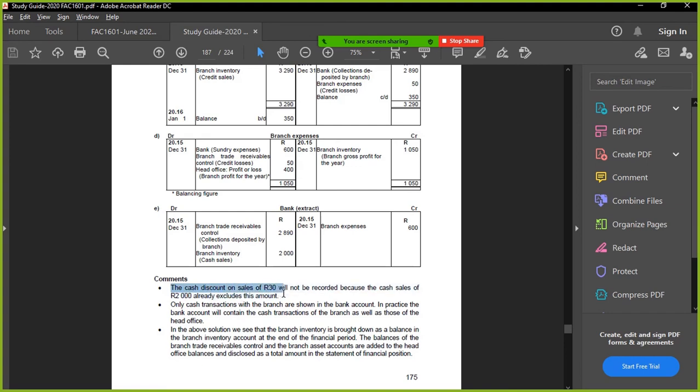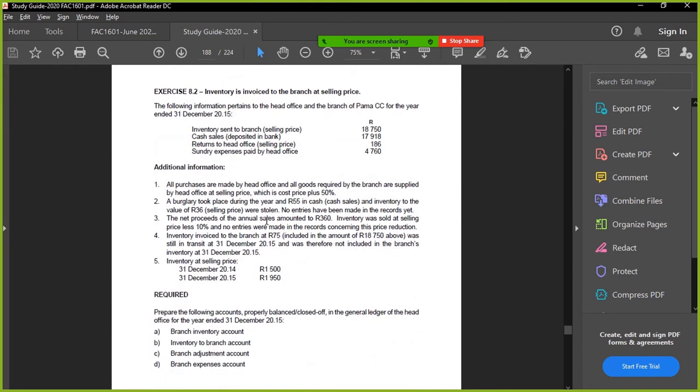Cash discount of the sales will not be recorded because of the cash sales. Okay, this was part of the sale. Okay, that one doesn't help. This one, let's check this one. The net proceeds of the annual sales amounted to 360. Yes, this one will work. Okay, inventory was sold at selling price. There's a 10% discount. Do you see that?